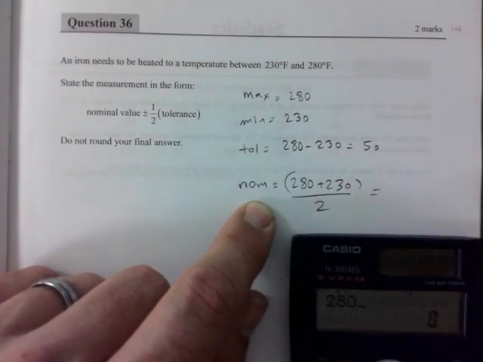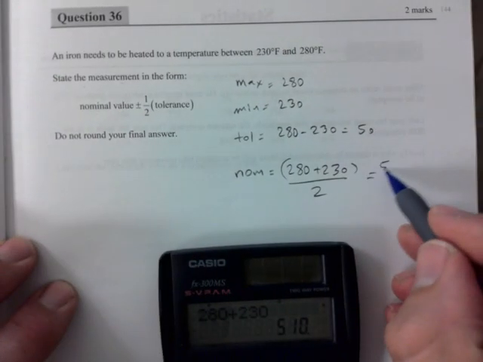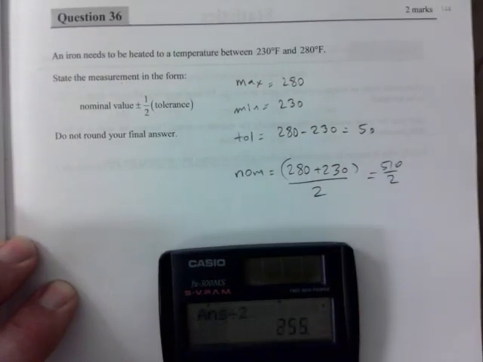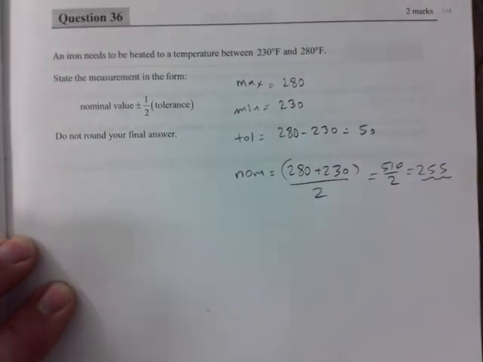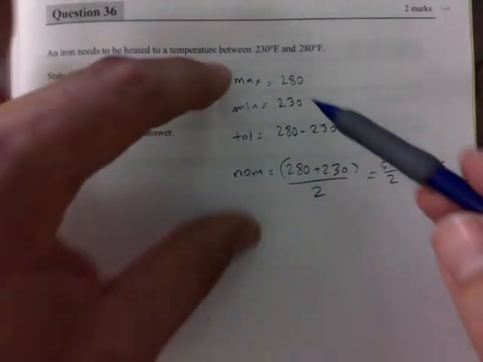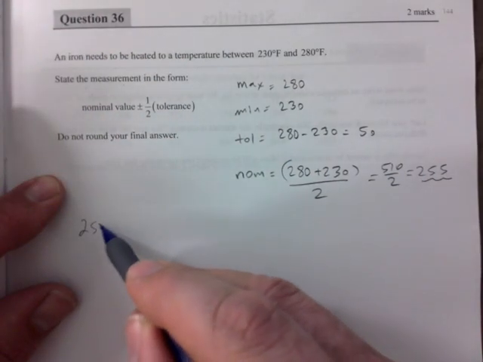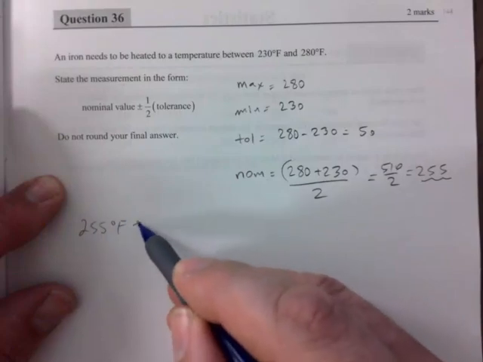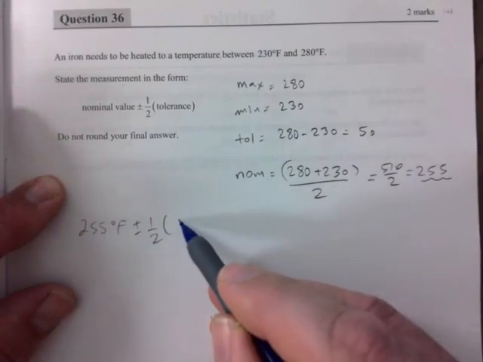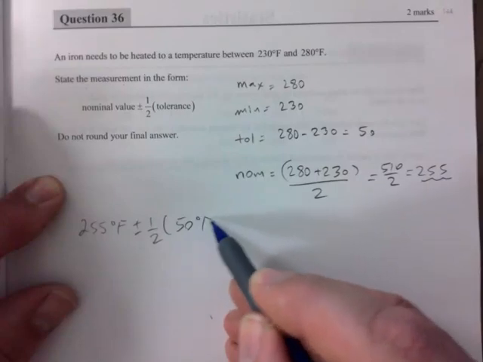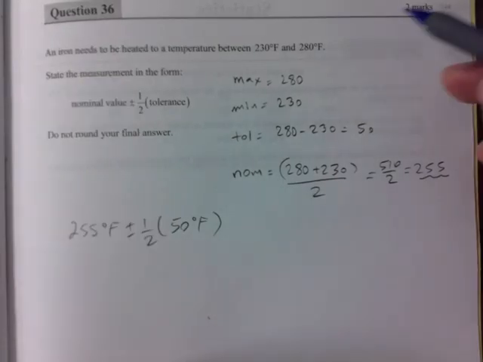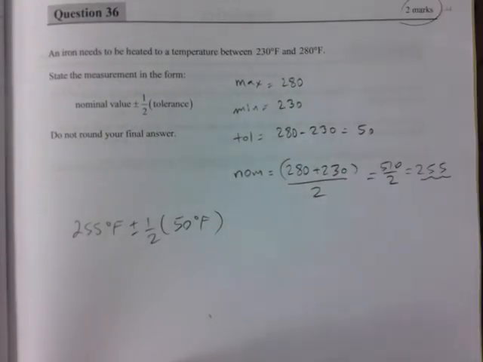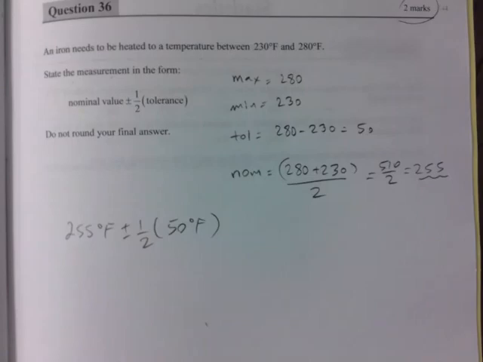Any help on that one? 510 divided by 2. Make sure you do that. 255. That's what we assume as our nominal. So now we can write it. Once we have this inventory, it's 255 degrees Fahrenheit plus or minus half of whatever the tolerance is. Boom. We're done. We're done with tolerance. Thank you for tolerating me.